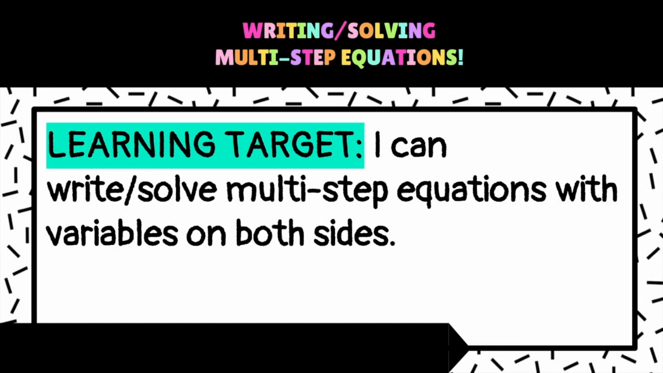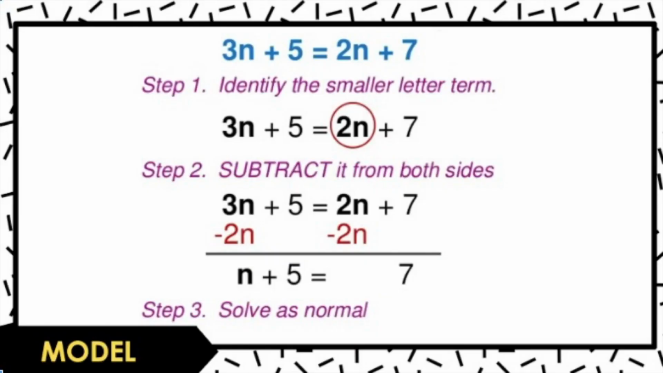Hi friends, in today's session, we'll be writing and solving multi-step equations with variables on both sides. So just a refresher, when you have an equation with variables on both sides, you first want to decide which variable term you're going to move from one side of your equation to the other. That way you can combine those like terms and solve the equation as normal, whether it's a two-step equation left or a one-step equation left.